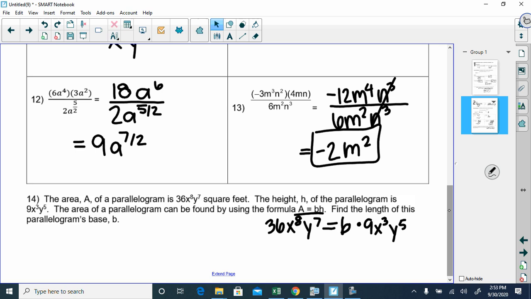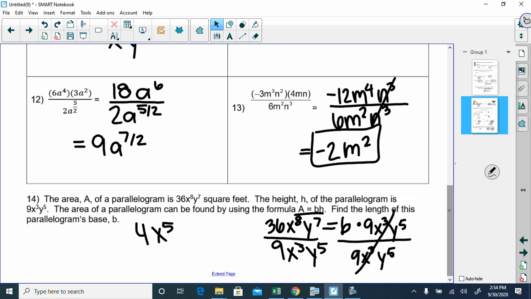Alright, now I'm trying to get b by itself. Right now it's being multiplied, so how would I get rid of it? Divide. So I'm going to divide by 9x cubed y to the 5th. And if I do it on one side of the equal sign, I'm also going to do it over here. So that's going to make those go away. We haven't done any math yet. All I did was plug in what they gave me. So, I am dividing here. 36 divided by 9 is, then we subtract the exponents. 8 minus 3 and 7 minus 5. So there's my base.